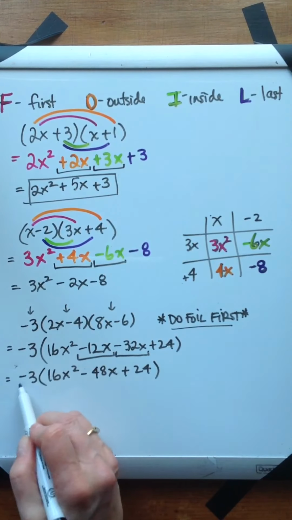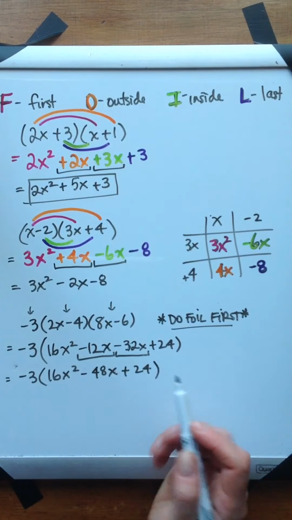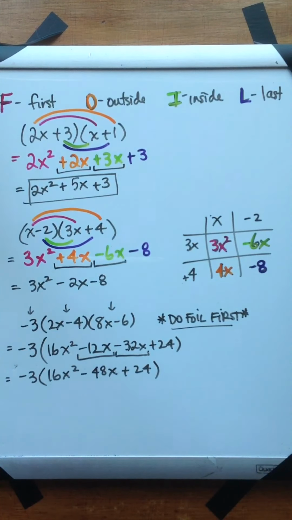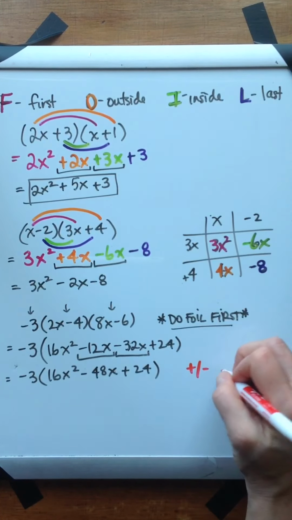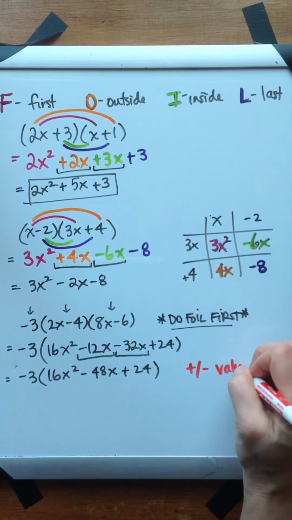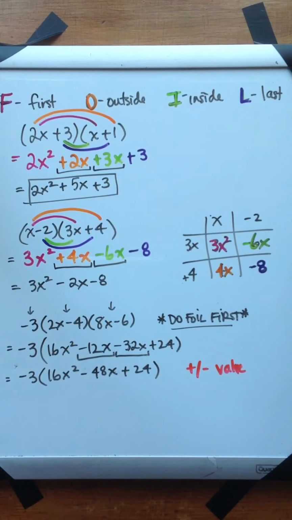Now I can distribute the monomial. And don't forget, you need to remember to do the sign, the value, so plus or minus, then you've got to do the values, then you need to do the bases or their letters, and their exponents. Okay, be mindful of all 4 of those pieces of a term when you multiply.